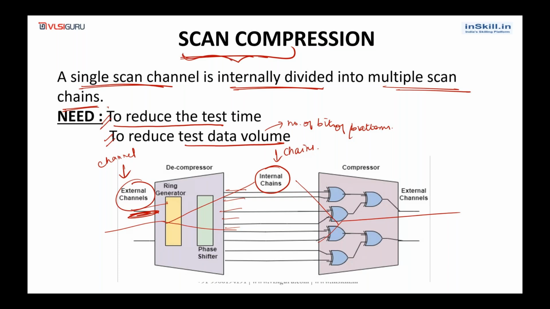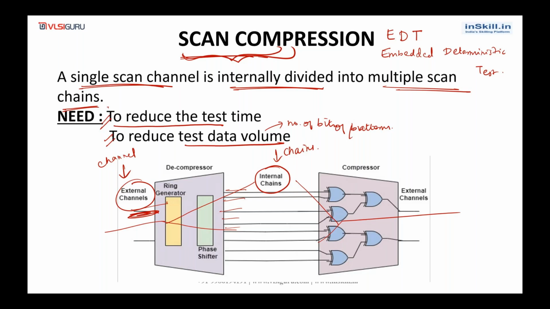In order to achieve compression, if we are using the Tessent tool, the Mentor Graphics tool, we will be adding a logic called EDT. The full form of EDT is embedded deterministic test. So in order to achieve scan compression with the Tessent tool, we add a logic called EDT, embedded deterministic test.